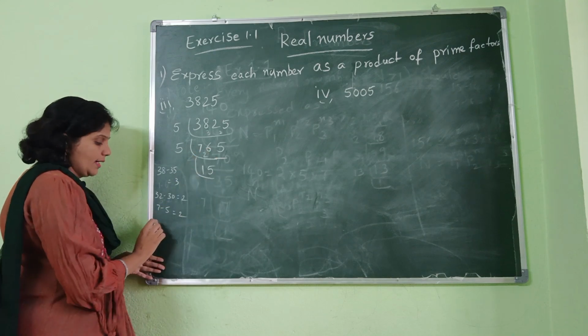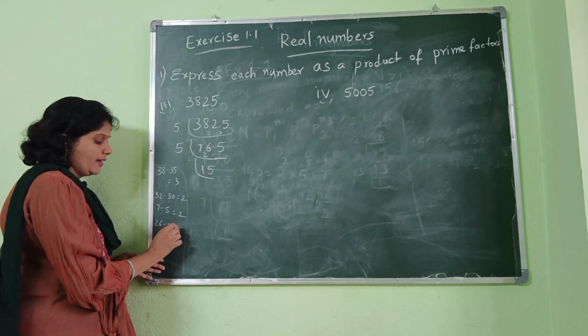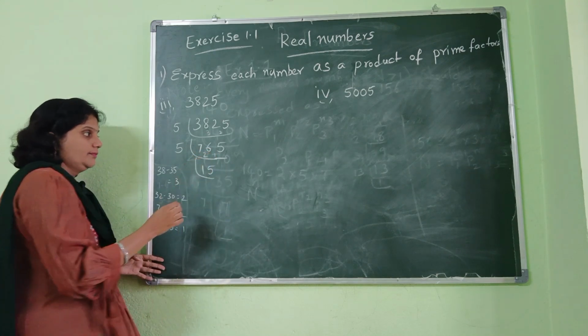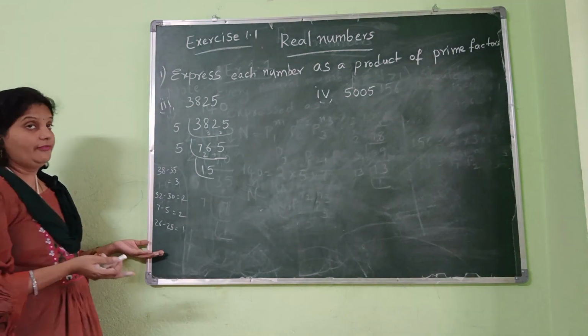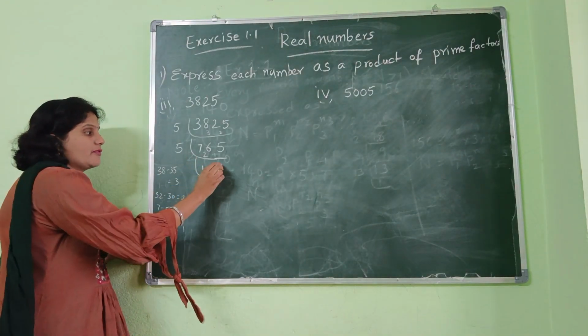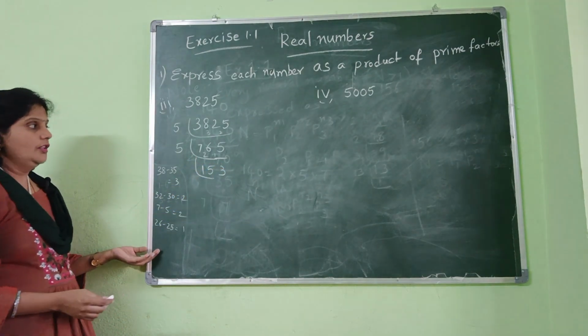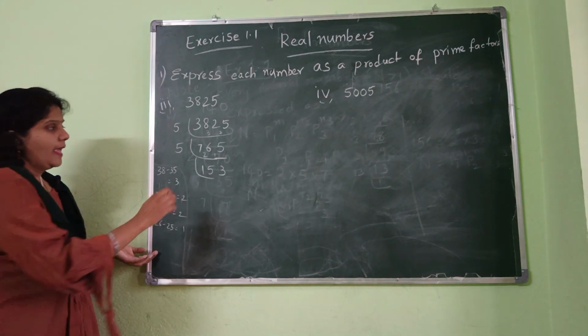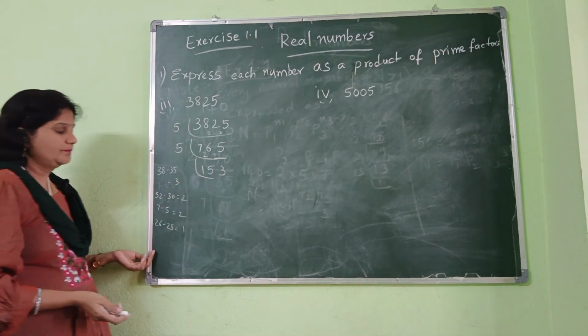But here what is there? 26. So 26 minus 25 is 1. So it is 1. So 15. So in 5 table, how many times 15? 3 times. So 5 ones are 5 and 5 threes are 15.